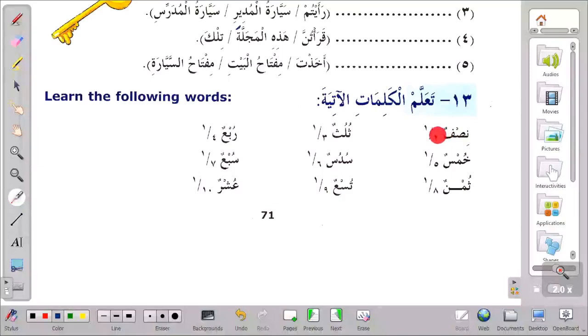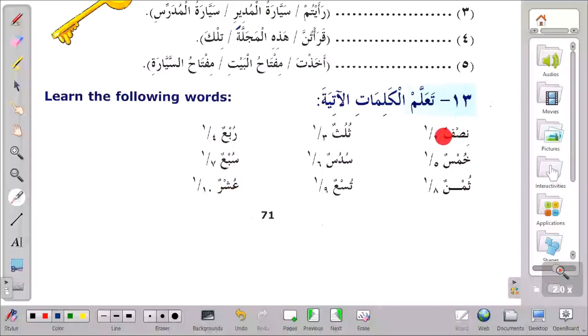Then here, nisfun. So these are the fractions. They want us to learn the fractions, okay? Nisfun means half. Sulusun means 1/3. Rub'un, 1/4. Khumsun, 1/5. Sudusun, 1/6. Sub'un, 1/7. Sumnun, 1/8. Tus'un, 1/9. Ushrun, 1/10. I hope that is clear.